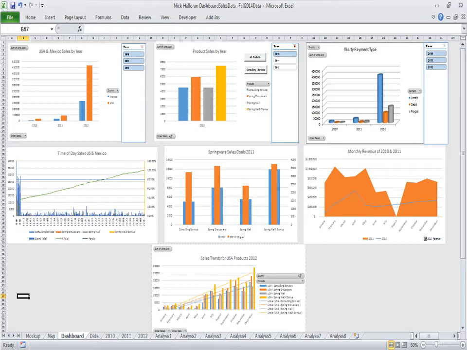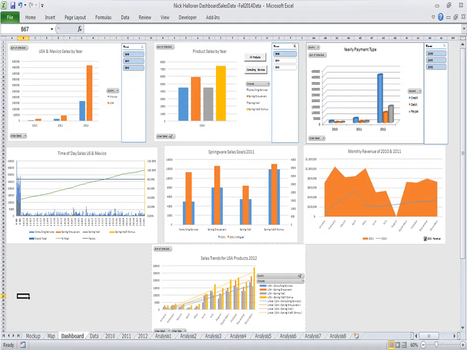Next, I've got my yearly payment type between credit, debit, and PayPal. This is kind of just like the first one in the fact that the vertical axis is too big to really tell exactly what the numbers are for 2010 and 2011. So I've got another slicer for each year so that you can pick either of those and just analyze each year's payment type.